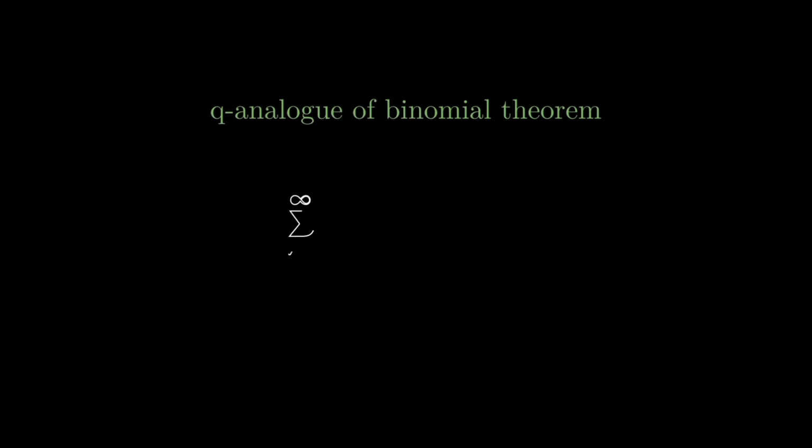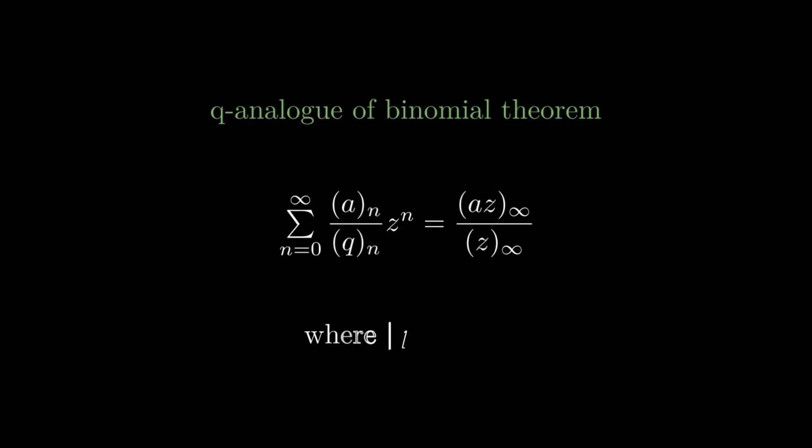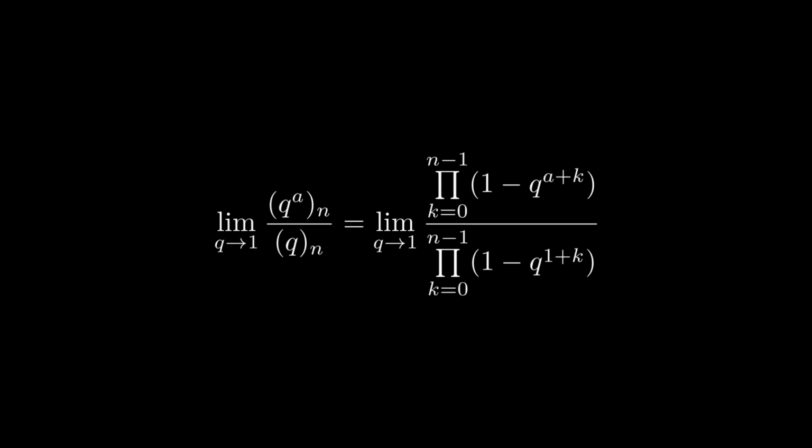Now, let's have a look at some fundamental theorems on Q series and theta functions. The first one is the Q analog of the binomial theorem. Let's keep its proof for some future videos and just have an overview for now. Now, why is it called an analog of the binomial theorem? Let's take the limit of Q approaching 1. The limit can be solved using L'Hopital's rule, and we will have this expression.